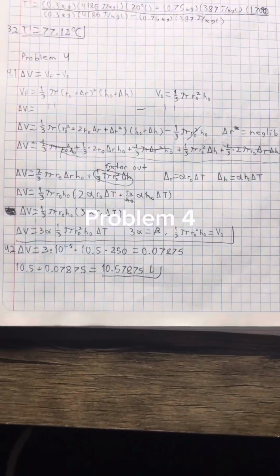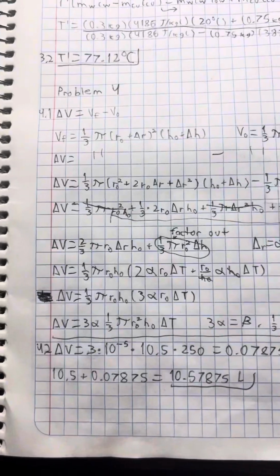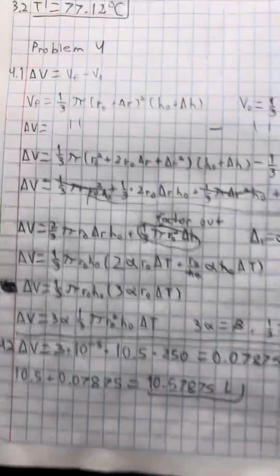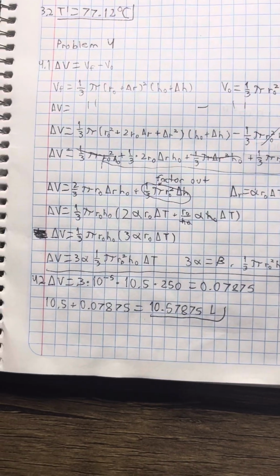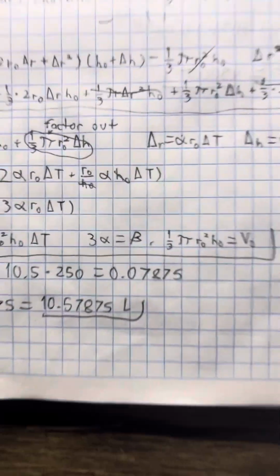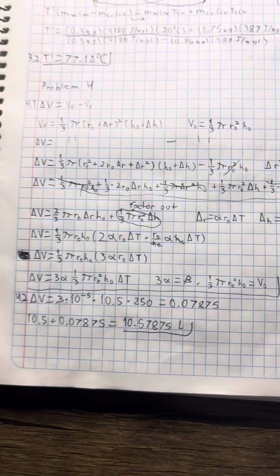Okay, for problem 4, basically you have to prove how this transforms to the final formula, that the difference in volume is equal to the beta over here times the initial volume times the difference in temperature.